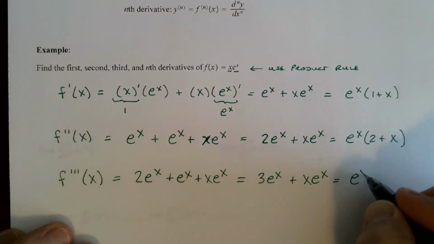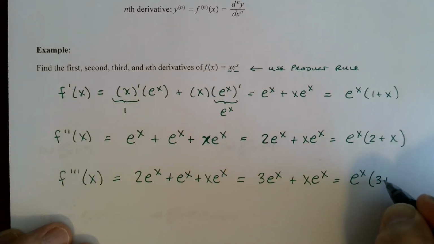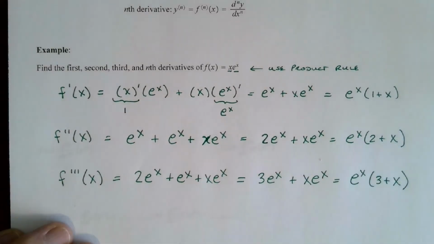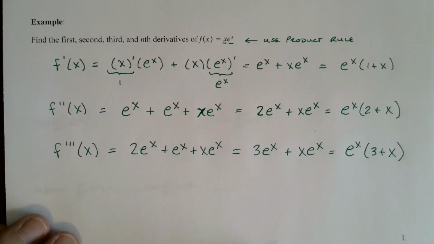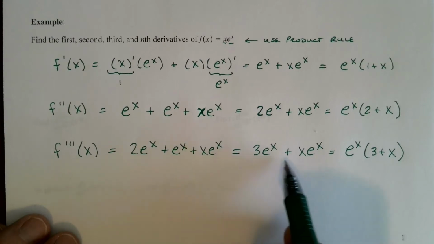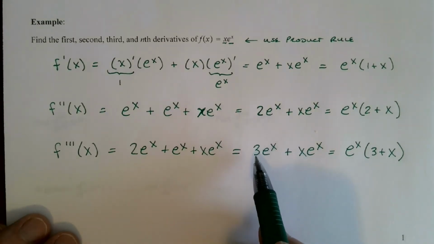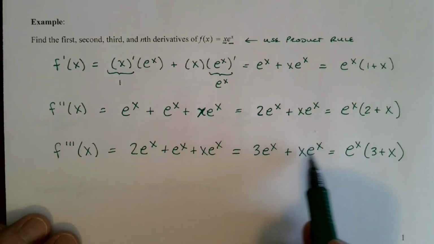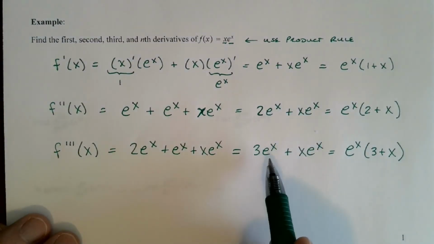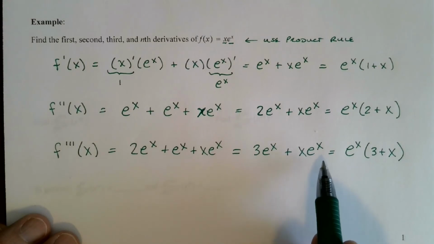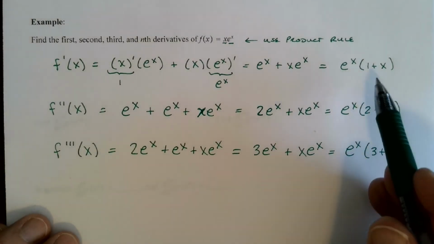And I get e to the x times 3 plus x. Okay. Well, we could do the fourth derivative and fifth derivative and so on, but I think you're beginning to see a pattern. When I take the derivative of this to get the fourth derivative, I'll get 3 e to the x plus what? The derivative of this again was e to the x plus x e to the x. That's going to give me a 4 e to the x plus x e to the x. And you see how that's progressing. In fact, you can see it here, right?